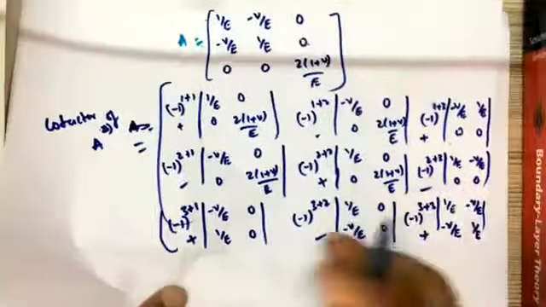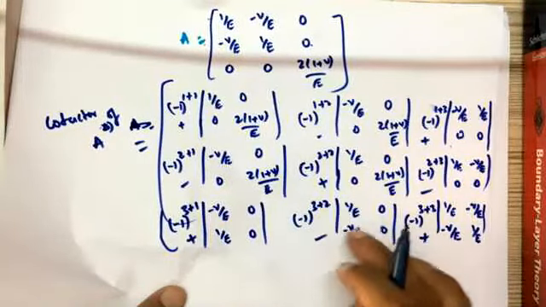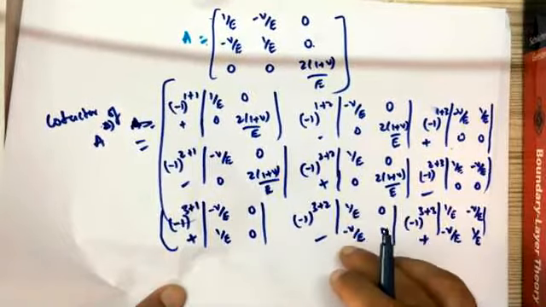Next, minus 1 whole power 3 plus 2, that is minus 1 whole power 5, which is minus. 1 by e, 0, minus nu by e, 0. What is this determinant? 0 into 1 by e minus nu by e into 0, that is 0.